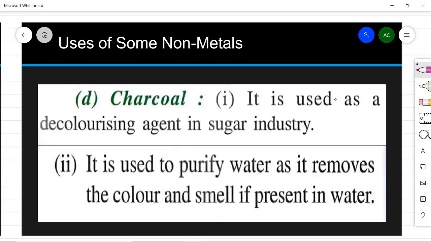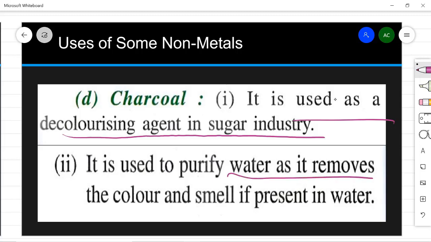नेक्स्ट फॉर्म ऑफ कार्बन इज चारकोल. चारकोल जो है वो भी एक तरह का कोल ही है, एंड इट इज़ यूज्ड एज अ डी कलराइजिंग एजेंट इन शुगर इंडस्ट्री. तो शुगर आपने देखा है जो ऐसे वाइट वाइट से कलर की होती है, तो उसका जो ब्राउन कलर है उसको हटाने में चारकोल यूज़ होता है. इट इज़ ऑल्सो यूज़्ड टू प्योरीफाई वाटर, as it removes the color and smell if present in water.